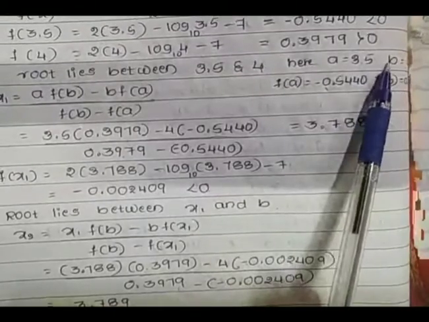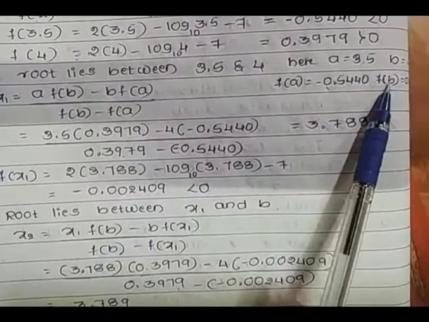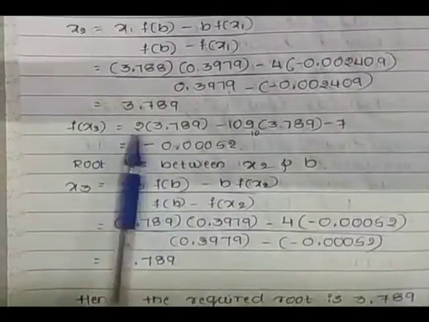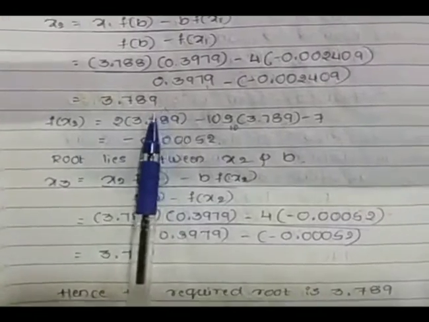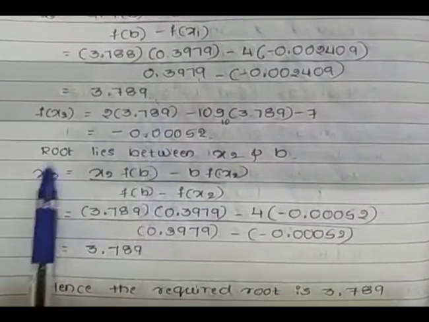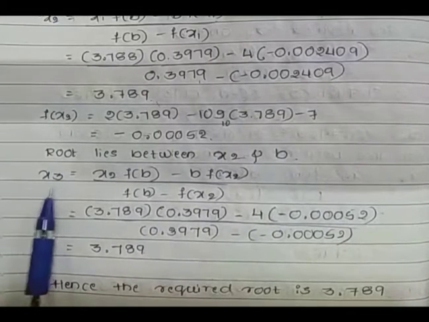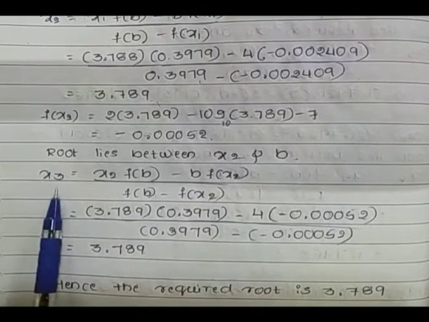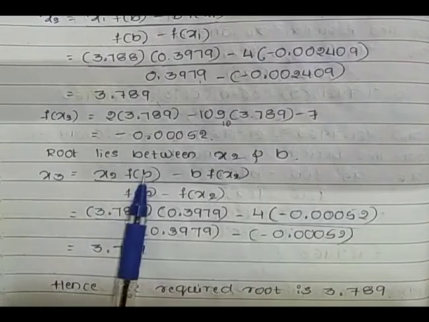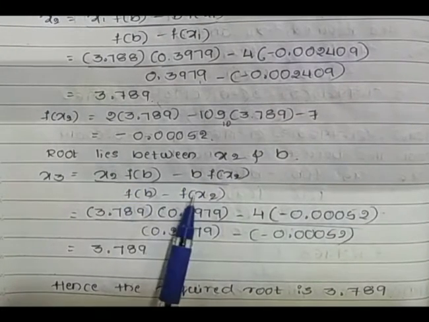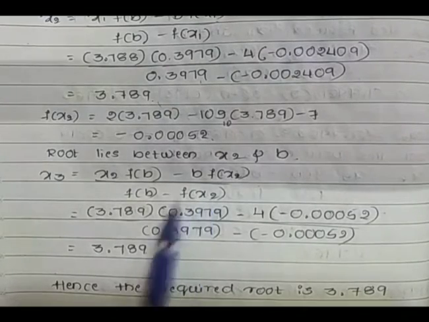Only for b. For b, f of b value is positive. This is f of b value. Therefore, along with x2, we have to consider b to calculate third approximation. So here root lies between x2 and b. Therefore, our third approximation, that is x3, is x2 f of b minus b f of x2 divided by f of b minus f of x2.